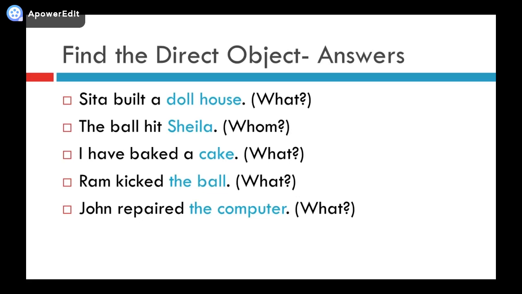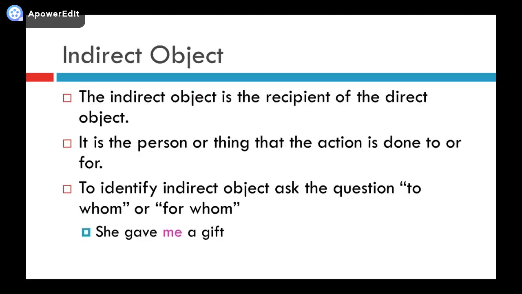Next slide. Indirect object. Now this is a little bit tricky. What is an indirect object? The indirect object is the recipient of the direct object. It is the person or thing that the action is done to or for. To identify the indirect object, ask the question to whom or for whom.